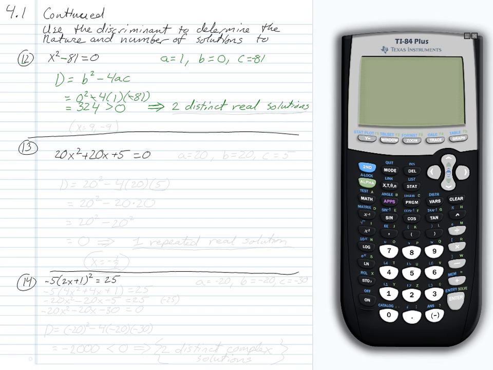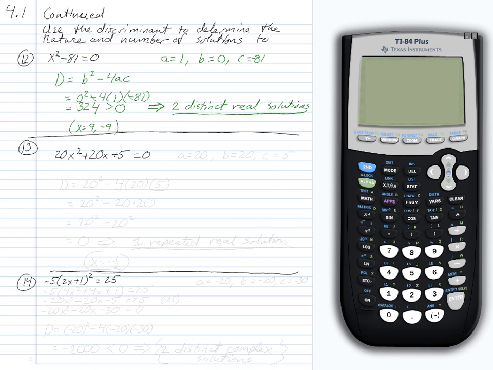And if you go back to when we solved that problem originally, that was the fourth problem that we looked at using the square root method, those solutions were x equals 9 and negative 9. So we weren't looking for those, but we know what they are, so we can confirm that we came up with the correct conclusion by looking at what those solutions actually were.